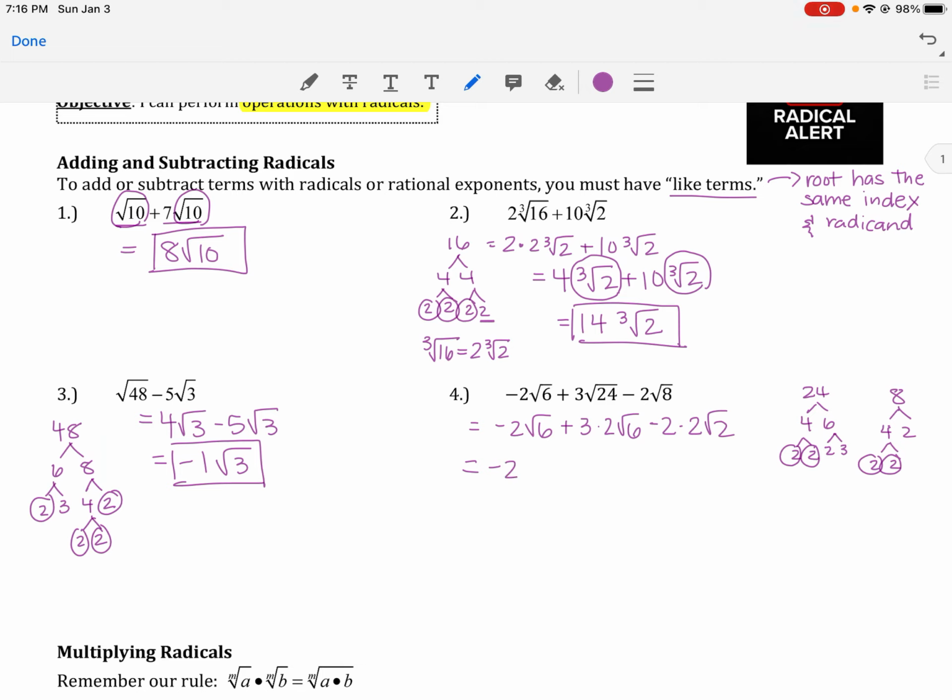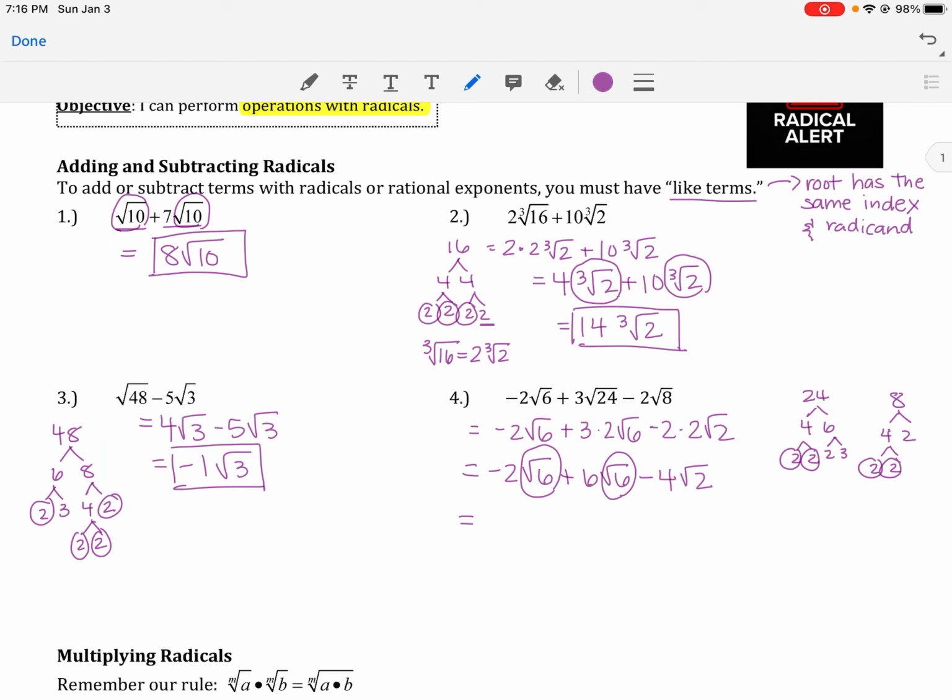So we get negative 2 square roots of 6 plus 6 square roots of 6 minus 4 square roots of 2. So notice here, they're not all like terms. The square root of 6's are like terms, but the square root of 2 is not, so we can't combine those ones. So we can do negative 2 square roots of 6 plus 6 square roots of 6. So negative 2 plus 6 is 4 square roots of 6. But the minus 4 square roots of 2 would just be left as is.